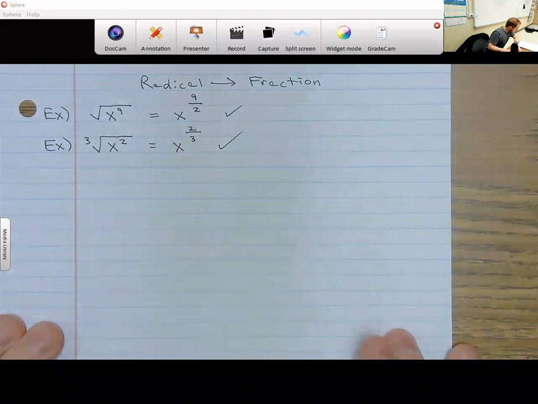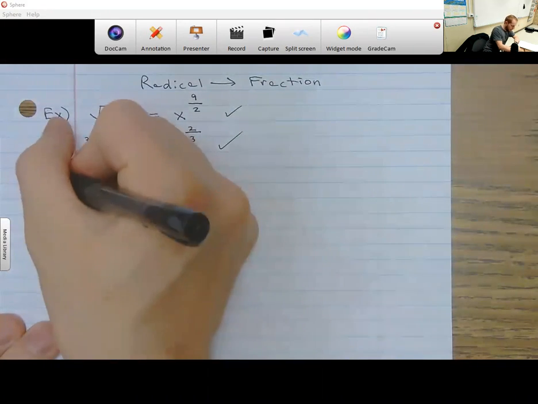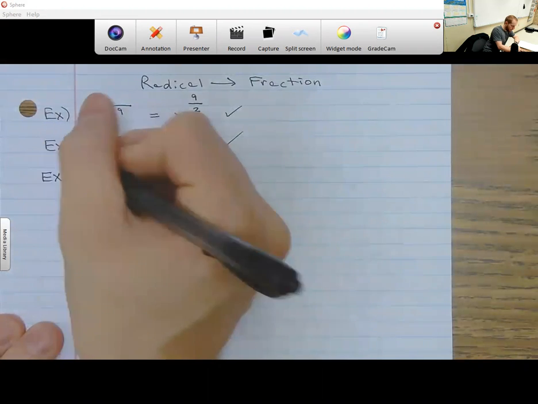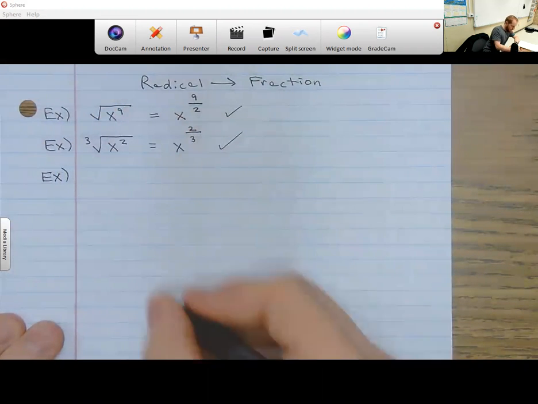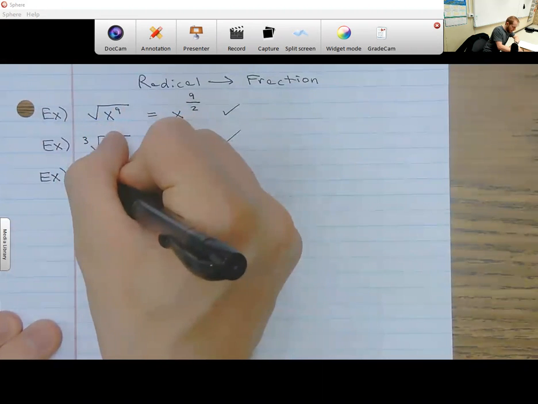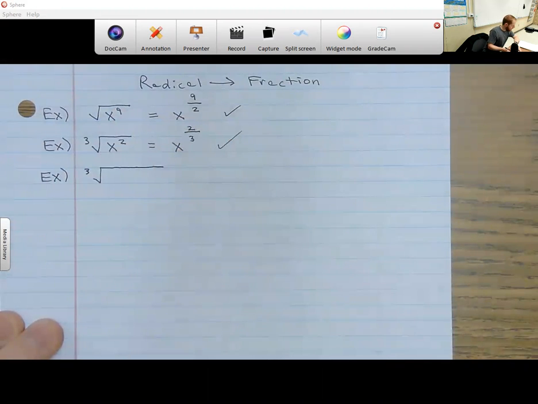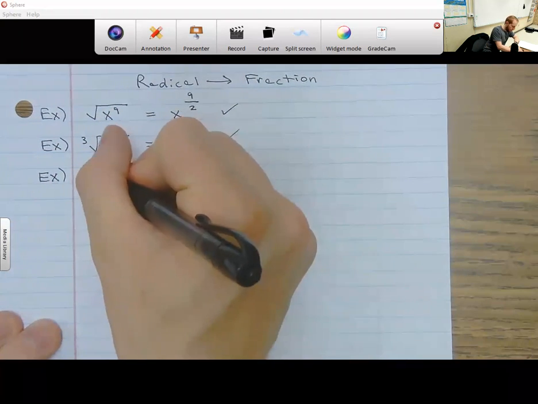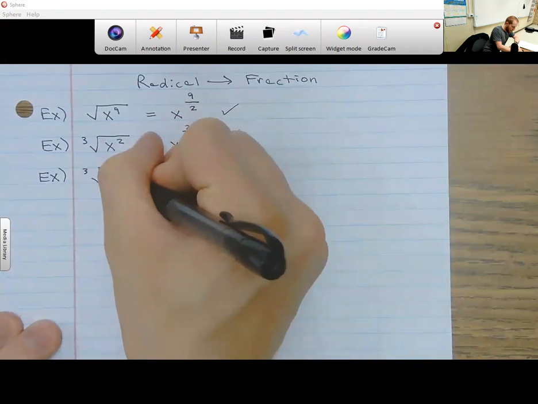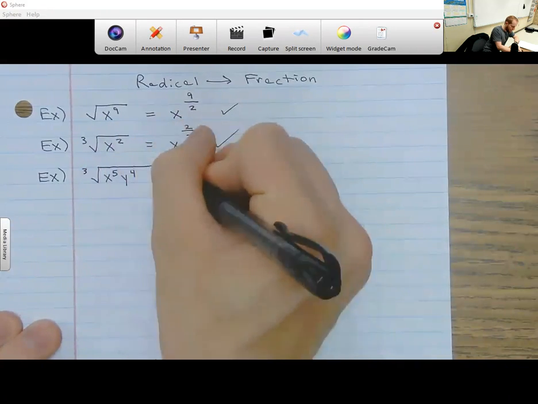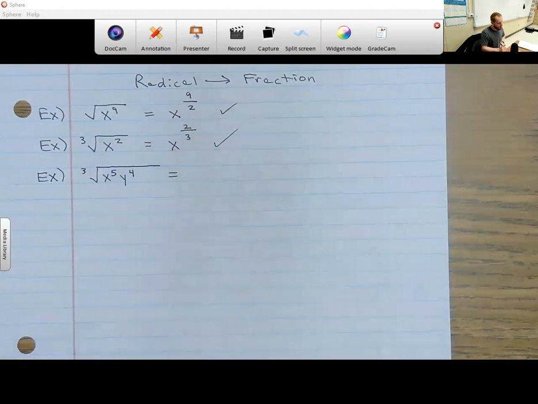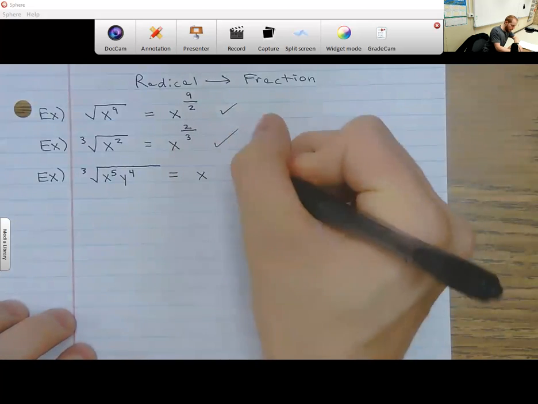Okay, there's one more that I wanted to do before we move on to the problem sets. Let's keep that same index for now. So I'm going to have a 3 on the outside. And then on the inside, I'm going to have an x to the 5th and a y to the 4th. Okay, so what would happen here? Notice I have 2 different variables on the inside. So I'm going to have an x and a y.